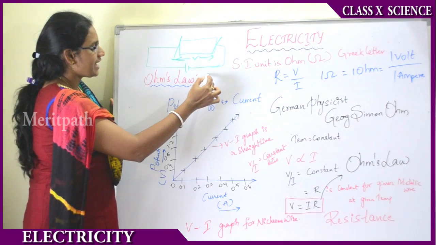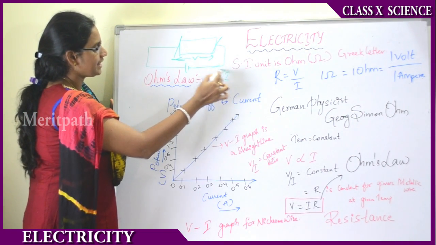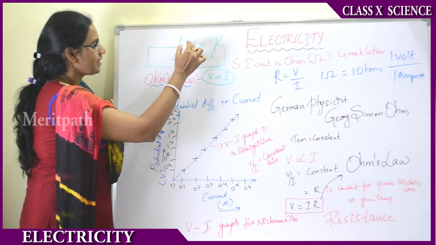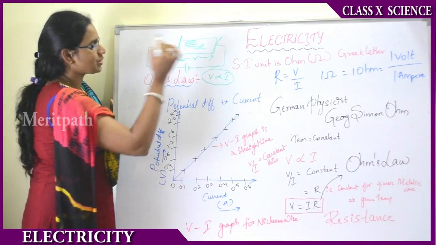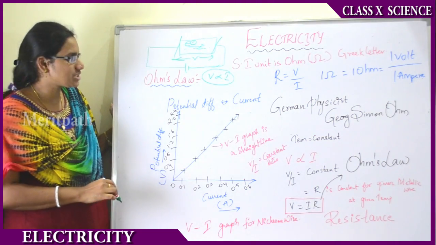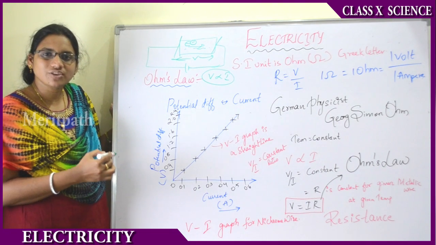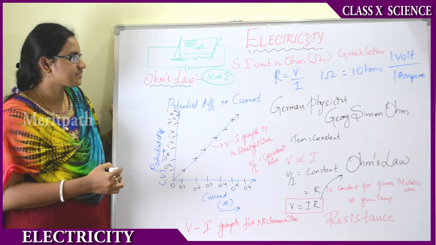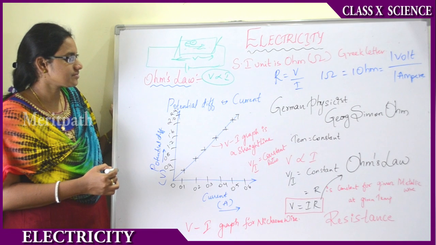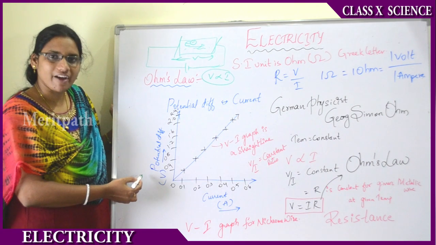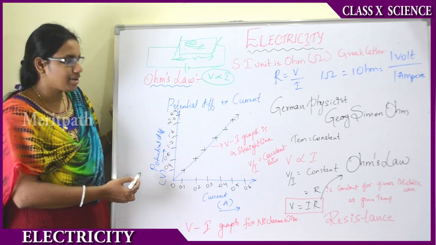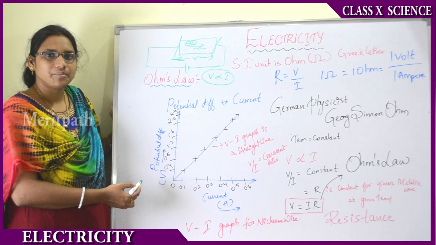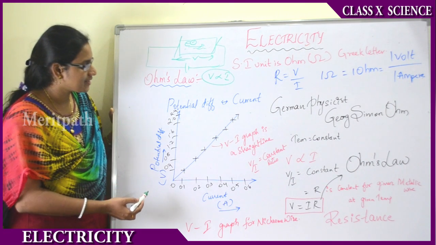That means the two edges having a potential difference of V is directly proportional to the flow of current in the conductor. That means the amount of electrons flowing through the conductor will be directly proportional to the difference of potential. Now let us see this graph in order to understand the proportionality constant.